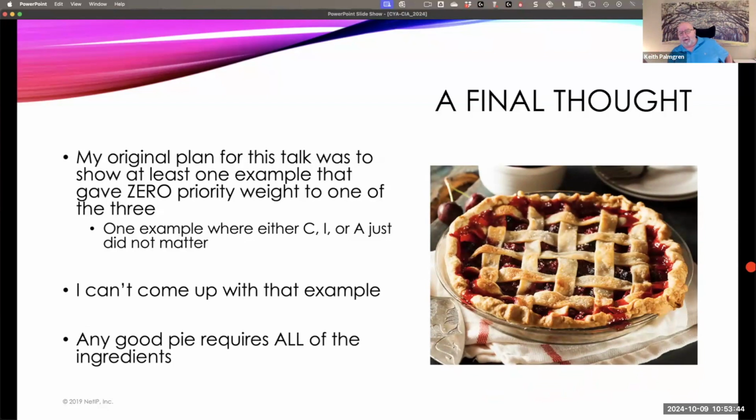Any good pie requires all the ingredients. You may put the ingredients in different proportions in different types of pies, but any good pie requires all the ingredients. So every example that I could come up with, at least a little bit of the pie belongs to each of the three. And in some cases, as you just saw, a lot more. And I've had a few folks approach me on this and go, well, what about this example? And okay, let's talk that one through. And we walk through it and go, well, but right here, though, okay, the integrity piece, there it is. It's right there. It matters. And so any example I come up with, eventually I found a place for all three of them. Some of them are very obvious, obviously, but some of them not so much.